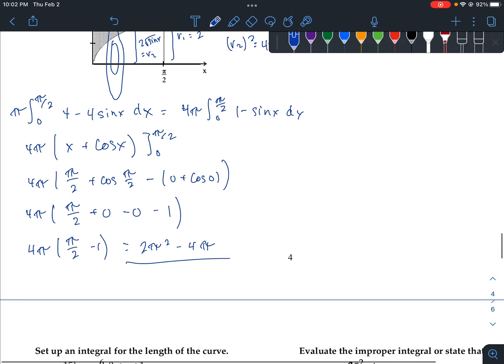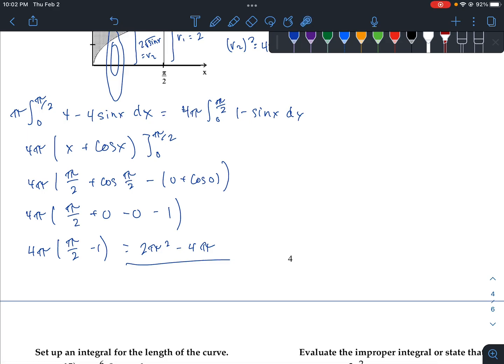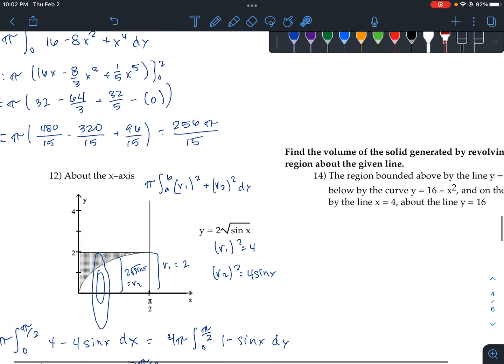There you go. I think this is one that you could definitely do without a calculator. Not very hard to plug those in. So just keep that in mind.